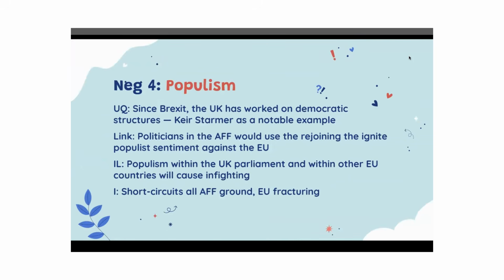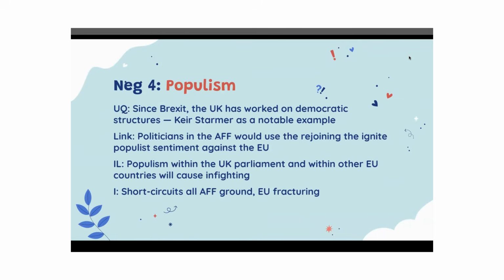Next is a populism argument. This one is sort of that authoritarianism shift argument that I think Avi was alluding to a little bit earlier. So the uniqueness for this is that since Brexit, the UK has worked on democratic structures. Starmer, the prime minister, again, has a notable example. He's been prioritizing democracy in his policy, especially most recently.